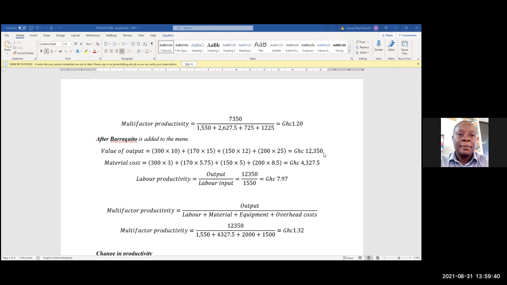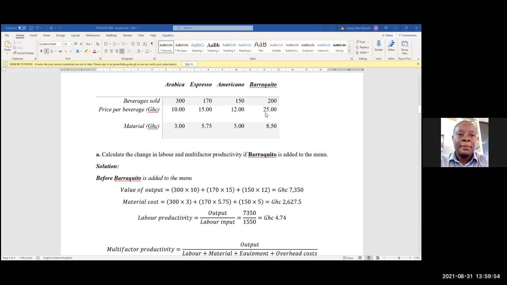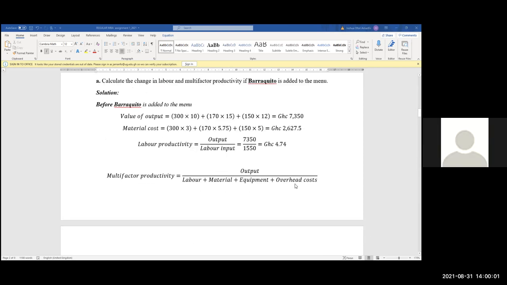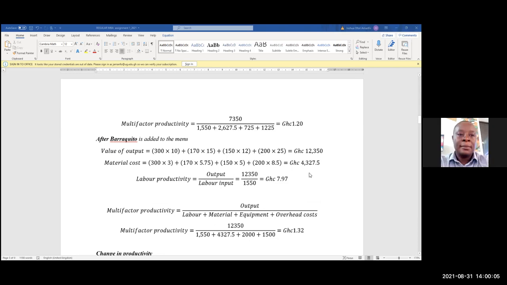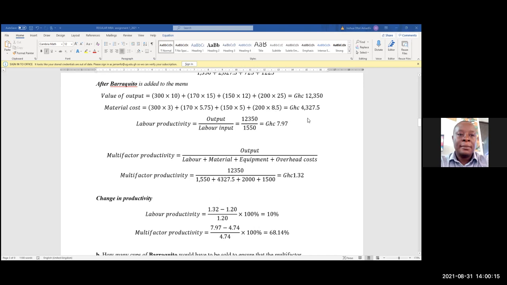Then we have to do the new material costs. Again, you are just adding the 200 multiplied by 8.5, which is the new addition that we have. All this belongs to the old system; this is a new addition. So you do that, and the new material cost will give you 4,327.5. That's the new material cost.